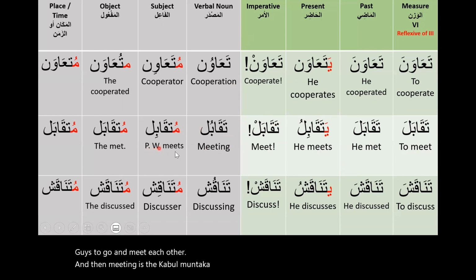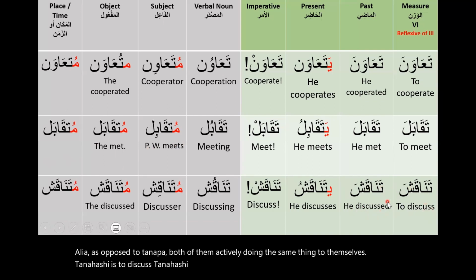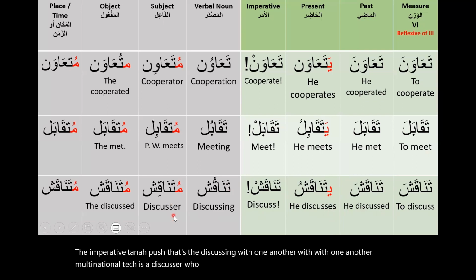متقابل is the person who meets. But both of them, I can describe them as one person who meets another person. متقابل is the met. تناقش is to discuss. تناقش, he discussed with one another. يتناقش, one discusses with one another. تناقش, that is the imperative. تناقش, that's the discussing with one another. متناقش is the discusser who discusses with one another. And then مناقش is the topic that's being discussed.